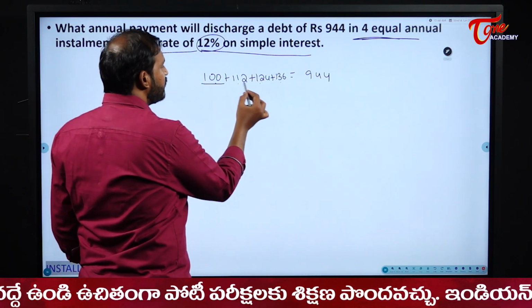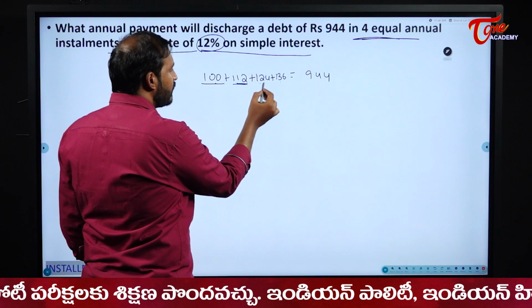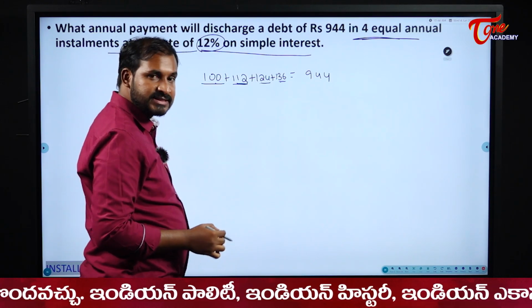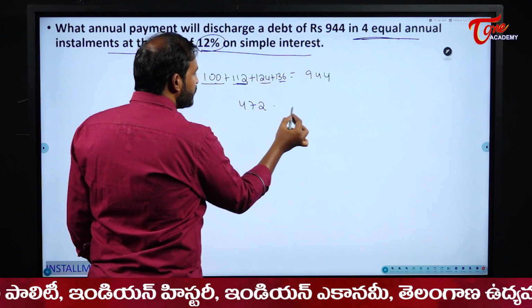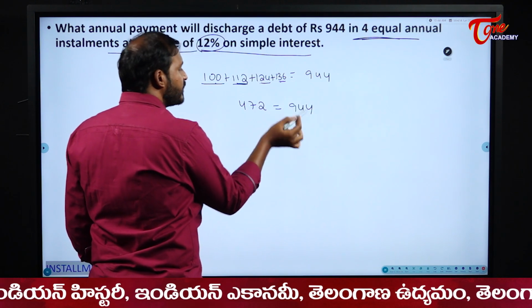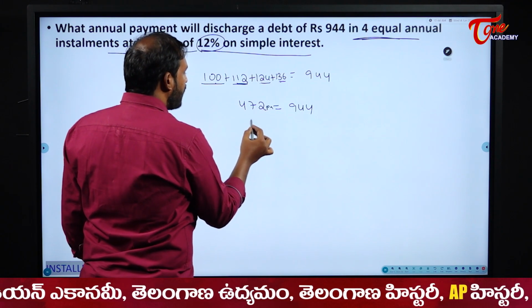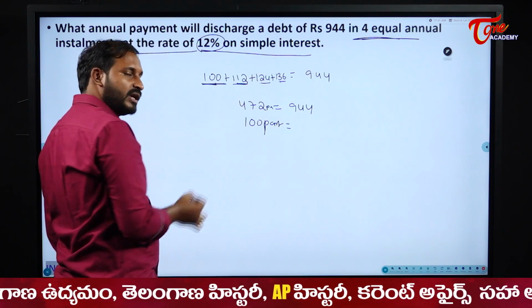So 100 plus 112, what does it become? 212. Or else forget about hundreds, just calculate this one. 12 plus 24, 36. 36 plus 36, 72. So overall this will become what? 472 is equal to 944. 472 parts, whatever it may be. 472 parts is equal to 944. So what will be 100 parts? Why are you taking 100 parts? Because I need to tell just one installment.